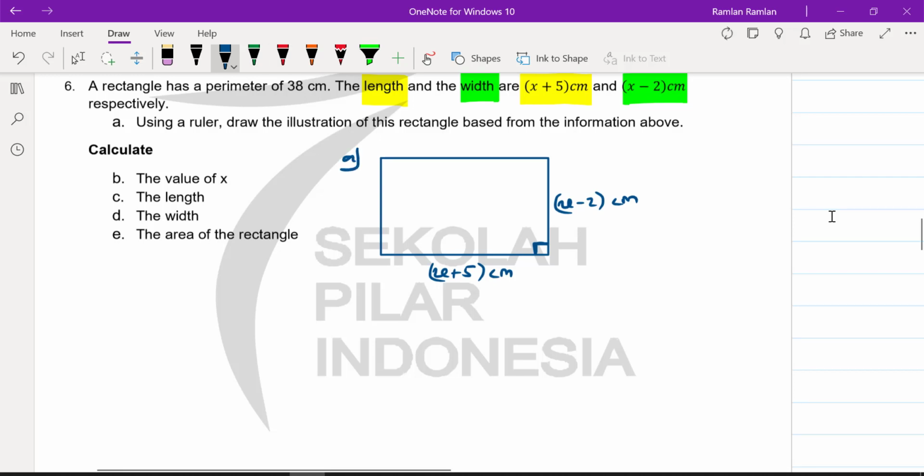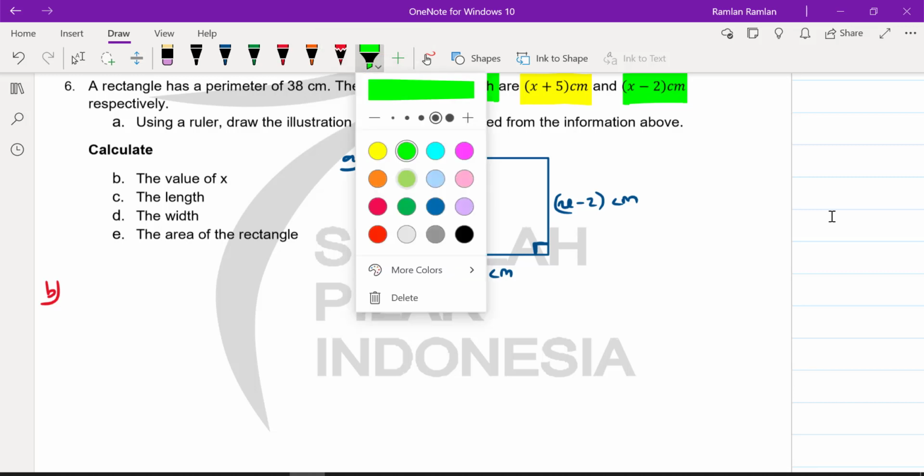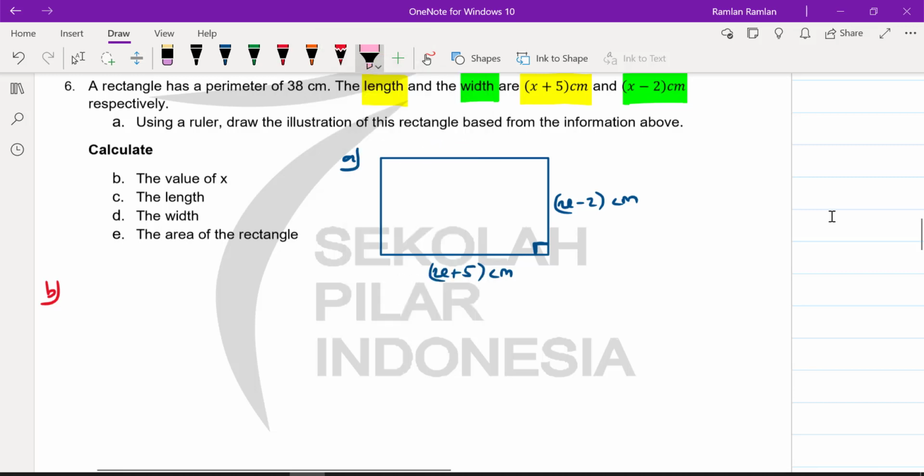Now let's go to question B. Calculate the value of x. Now how can we calculate that? Every time you solve any mathematical problem, the thing that you need to do first is collect the complete information from what is given in the question, and then you try to connect all of them to find the answer. The information that we know from the question is this one over here, right? The perimeter is 38.